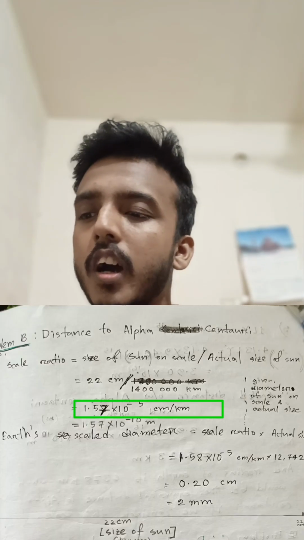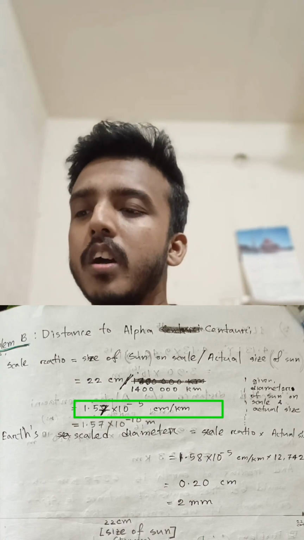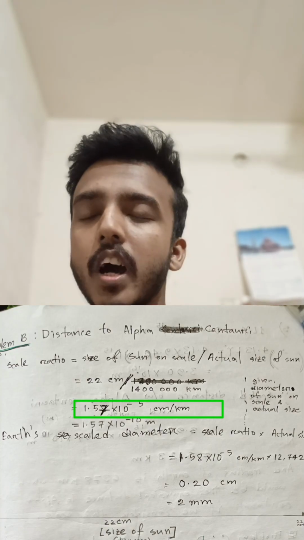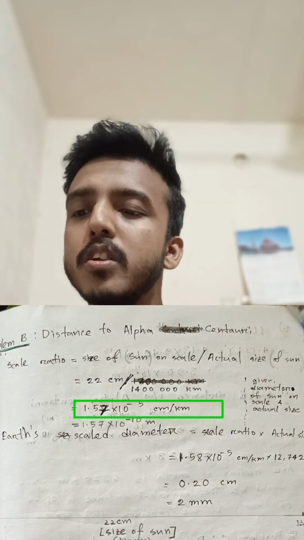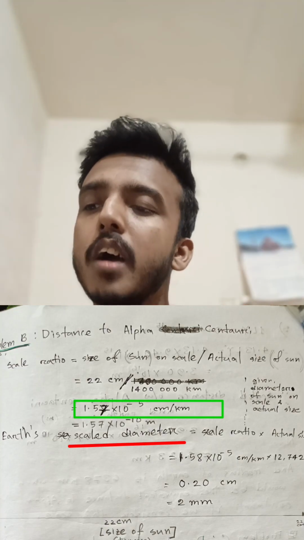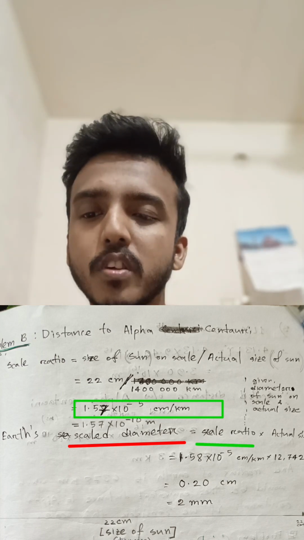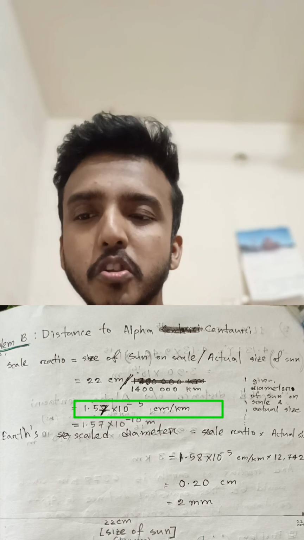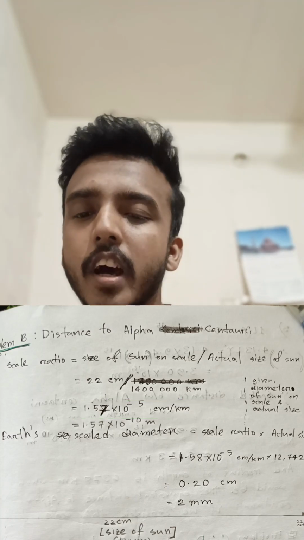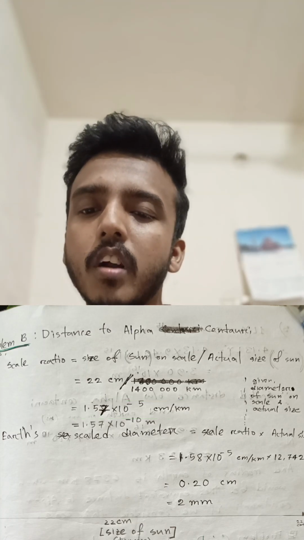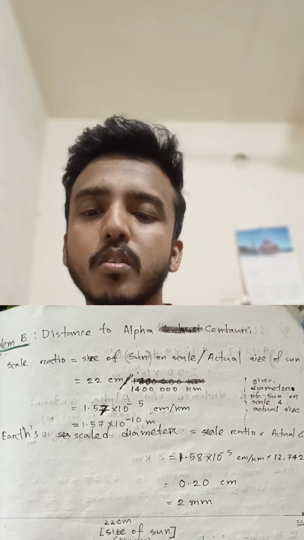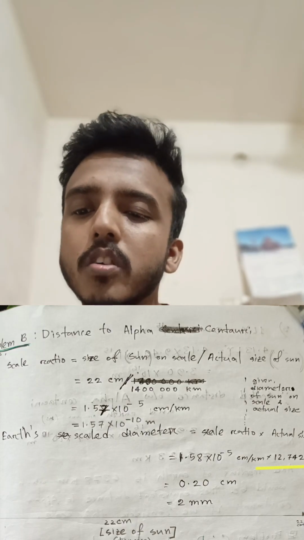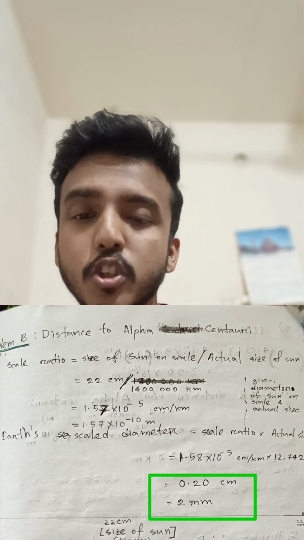So if the Sun is 22 centimeters, then how small would Earth look? Then I need to find the scaled diameter of Earth, which would obviously be the scale ratio times the actual size of Earth. So you have the scale ratio, which you got just now, and multiply it by the size of Earth, which is around 12,742 kilometers, as you can see on the screen. Calculating, you get 0.20 centimeters, or just 2 millimeters.